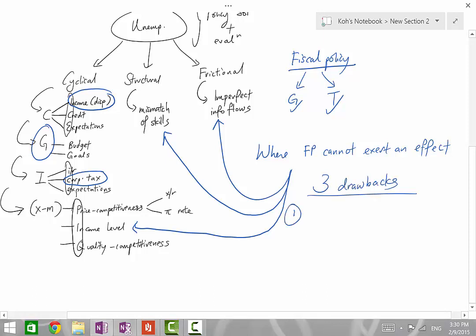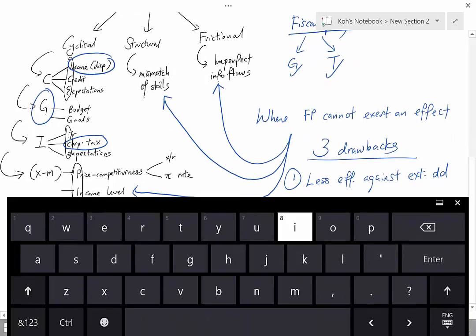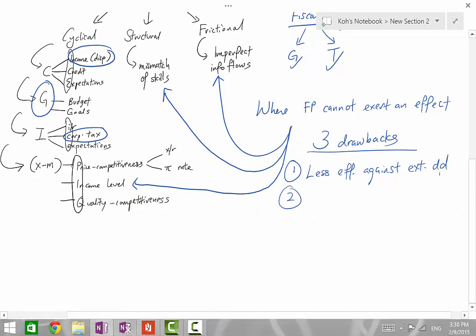Okay, first, it is less effective against external demand. Okay, so if, let's say, cyclical unemployment has come about due to a fall in X minus M, fiscal policy is probably not the best policy to use. Okay, second, it also doesn't work against structural unemployment. Same, okay, it is less effective against frictional unemployment as well. So there are three drawbacks here.